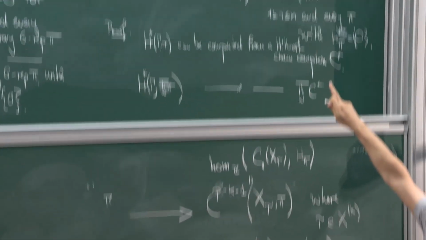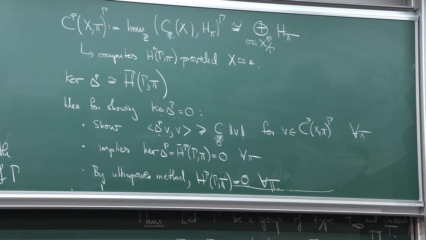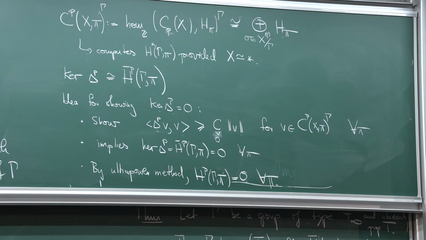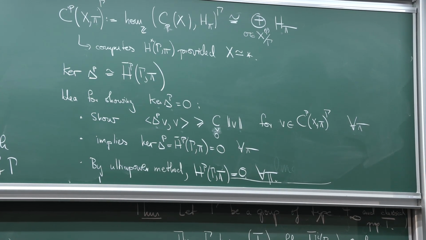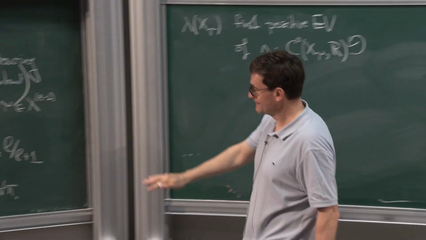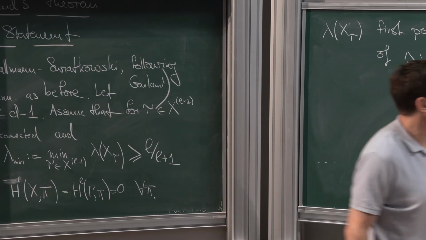You see, the idea for showing the kernel is 0: we want somehow an upper bound of the global Laplacian. And we will get all these bounds for the Laplacian, the graph Laplacian of these links, and they all assemble, if you do the right numbers, to give you in the end the vanishing of that. That's the idea of Garland.